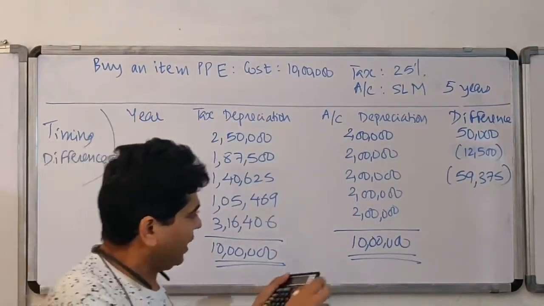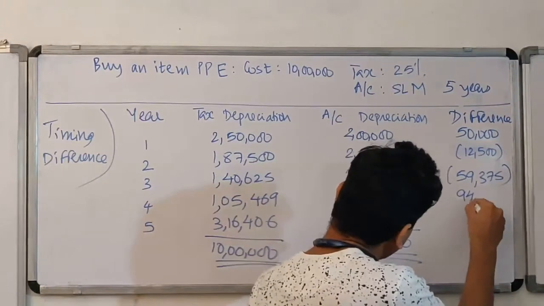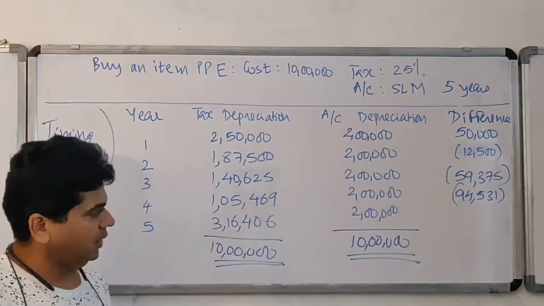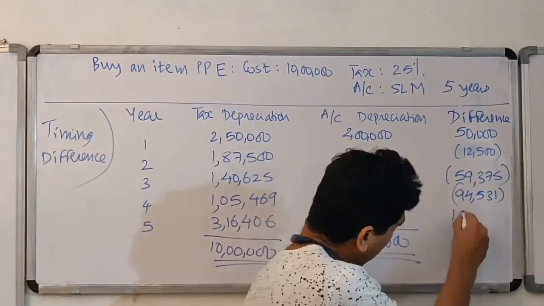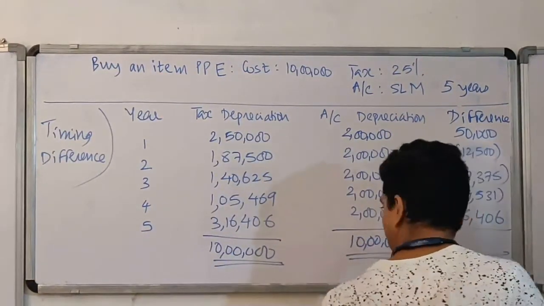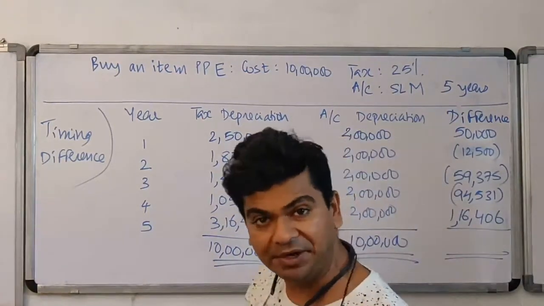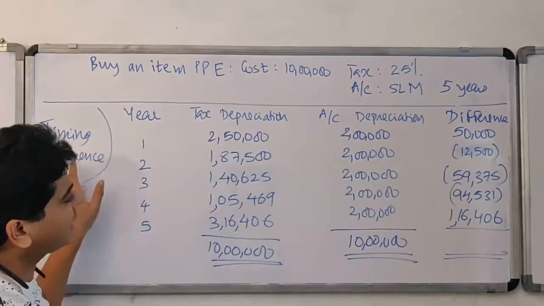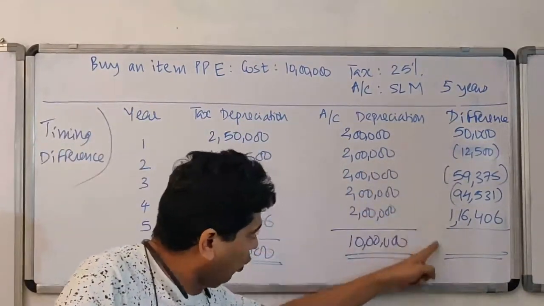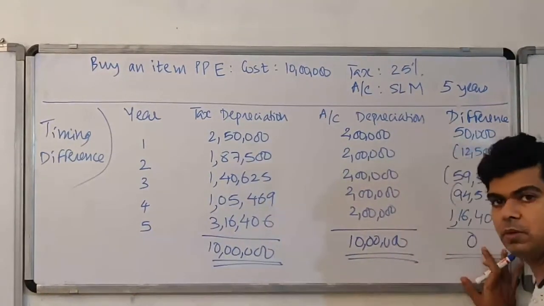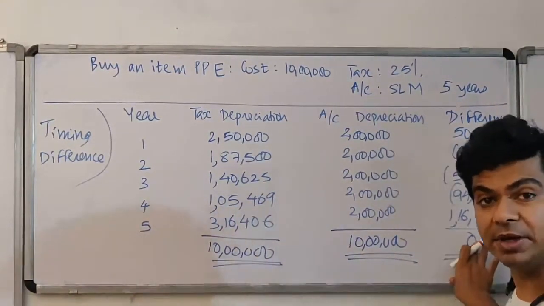1,05,469. I deduct 2 lakhs. I get 94,531. And in this final year, I'm getting 1,16,406. And now take a total of these timing differences. I am calling this a timing difference. Although I have written only difference, it's actually a timing difference. If you take a total of this, it will become 0. That is what we call a timing difference.